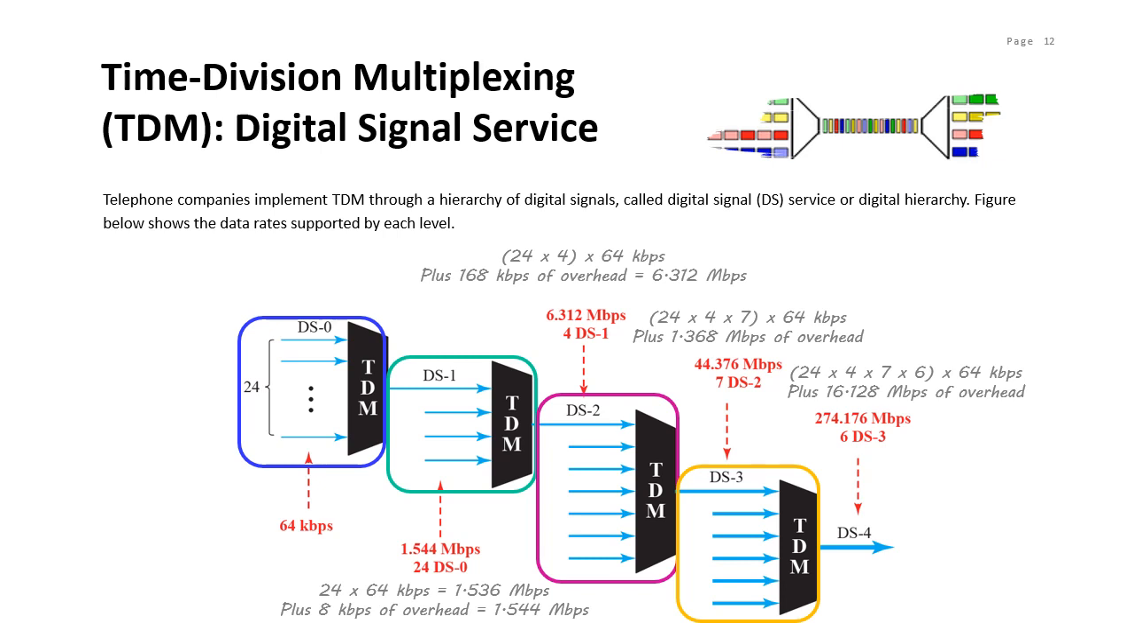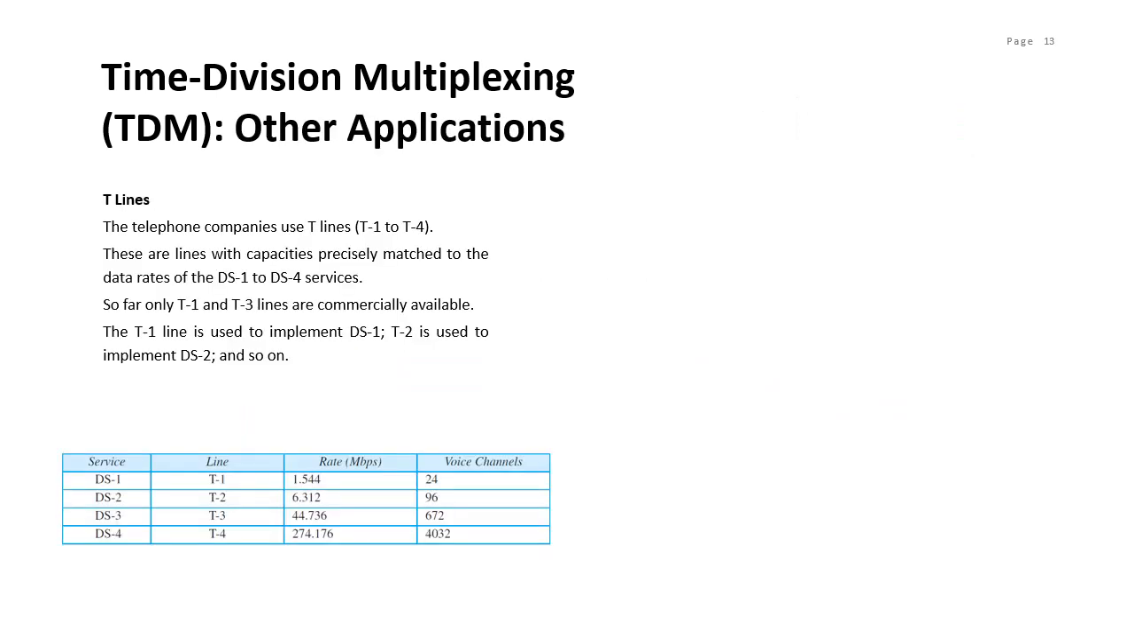The DS4 can be used to multiplex 6 DS3 channels, or 42 DS2 channels, or 168 DS1 channels, or 4032 DS0 channels, or a combination of these service types. DS0, DS1, and so on are the names of services. To implement those services, the telephone companies use T lines, the T1 to T4. These are lines with capacities precisely matched to the data rates of the DS1 to DS4 services, as you can see in this table. So far, only T1 and T3 lines are commercially available.